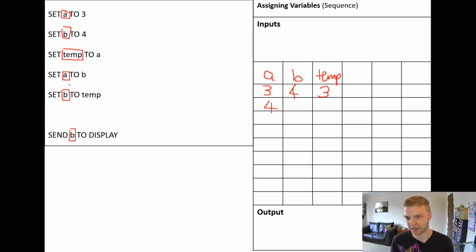And the last bit is B is set to temp, so B becomes the value of whatever temp is, so at the moment it's 3, and send B to display. So the only thing that goes to display is that, right?